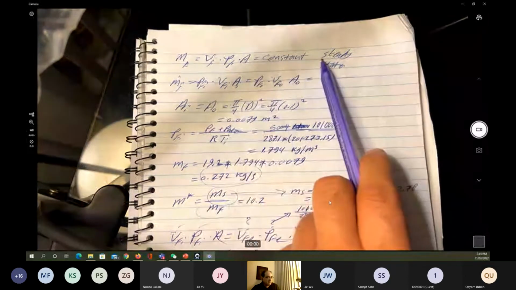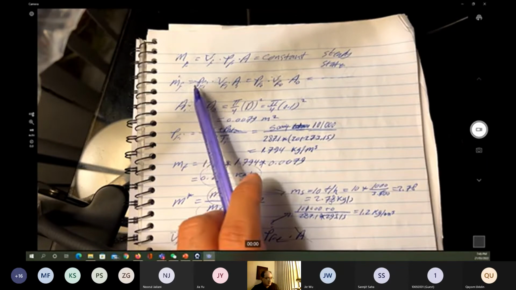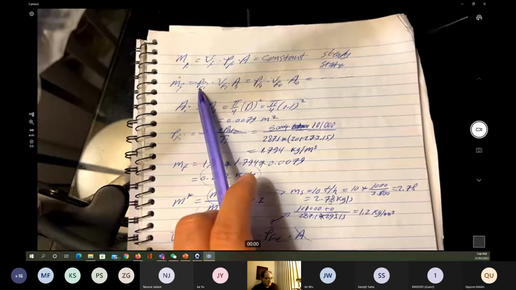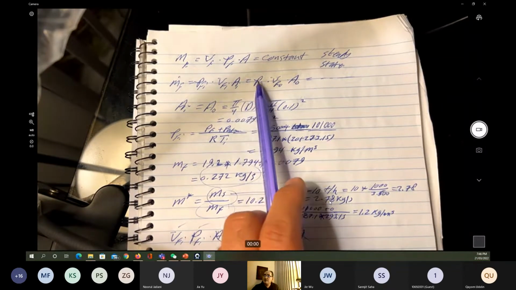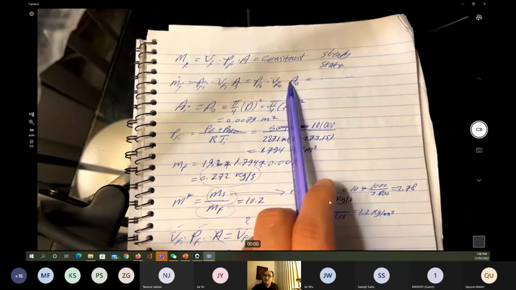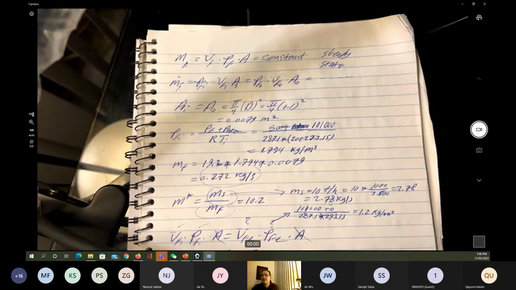The continuity equation is very important: the velocity at the inlet multiplied by density at the inlet multiplied by the cross-sectional area at the inlet is equal to the density multiplied by the velocity multiplied by the cross-sectional area at any point along the pipe. The density can be calculated using the ideal gas equation, the pressure divided by RT, and we can find the density at the inlet, the density at the outlet, and we can find the M star, which is equal to the MS divided by the MF.